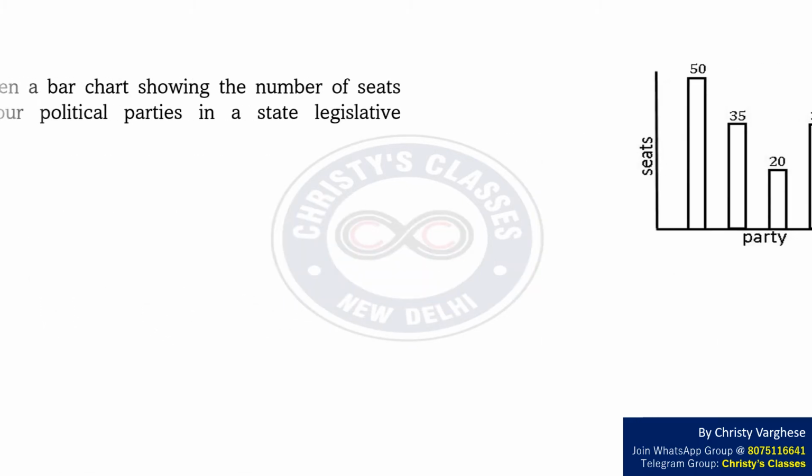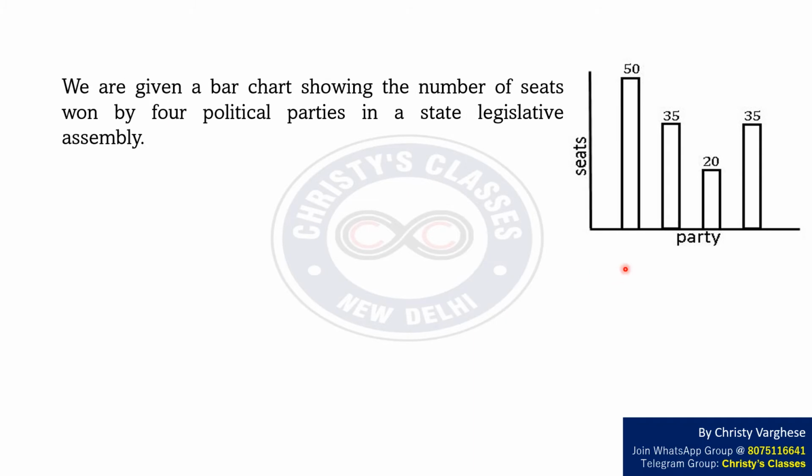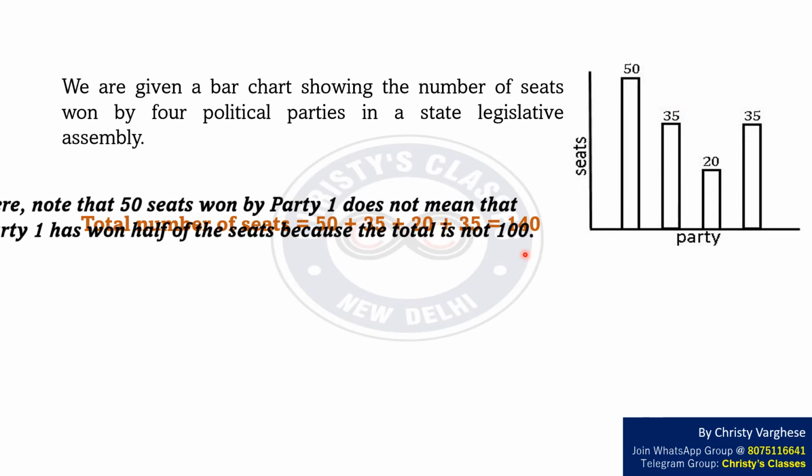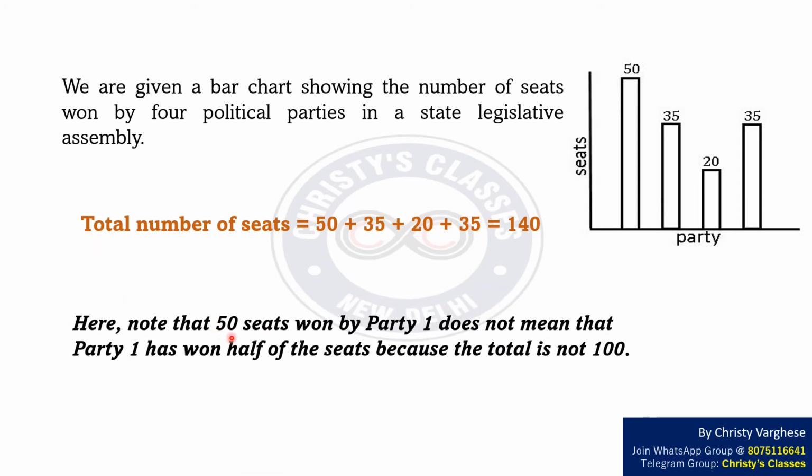Here, we are given a bar chart showing the number of seats won by 4 political parties in a state legislative assembly. The total number of seats is equal to 50 plus 35 plus 20 plus 35, which is equal to 140. Here, we have to note that 50 seats won by Party 1 does not mean that Party 1 has won half of the seats because the total is not 100.